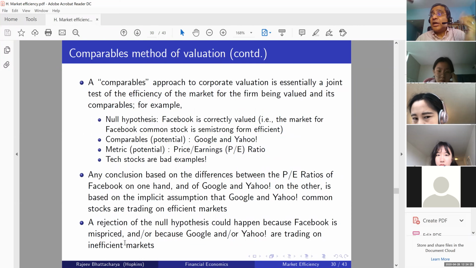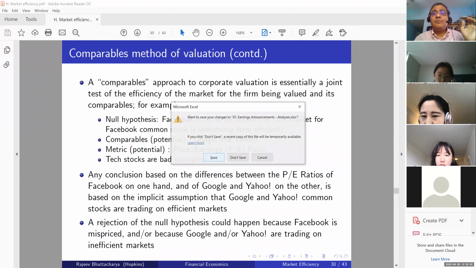So when you say a rejection of the null hypothesis, we say, okay, Facebook is not correctly valued. You look at the appropriate value of Facebook, and you look at the traded price, and you say they're not equal, and the difference is significant. So you reject the null hypothesis. It could be because Facebook itself is mispriced, or it could be that the comparables are mispriced. You have no way of distinguishing between the two situations. And that is exactly why market efficiency is such an important thing to keep in mind.